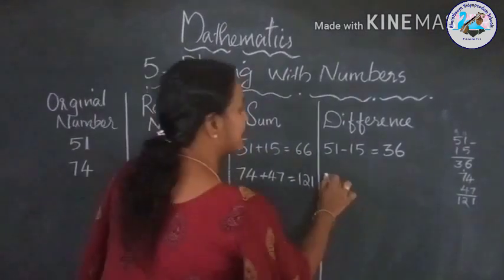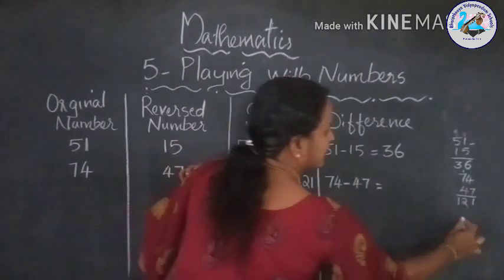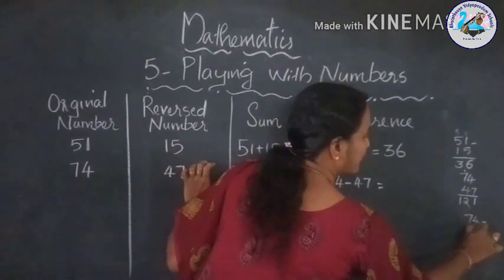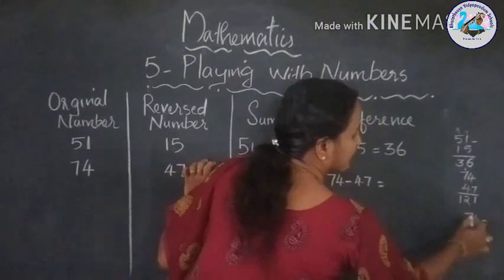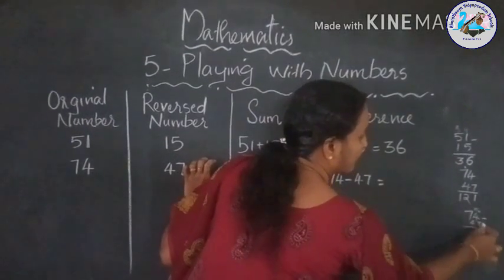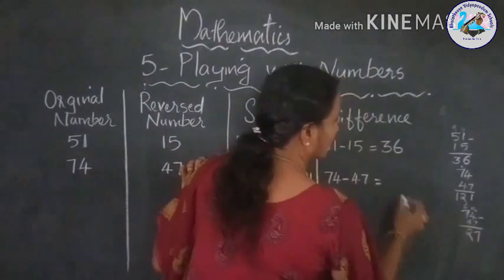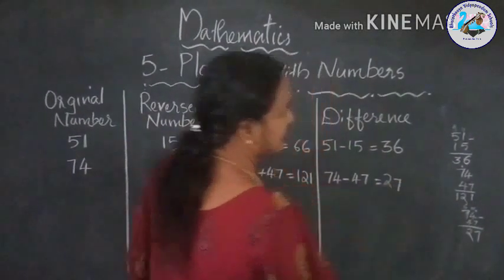The next step is you have to find out the difference. Difference means 74 minus 47. 4 minus 7 is not possible. So we take 1, 14. 14 minus 7 is 7. Here 6. 6 minus 4 is 2. So 27.